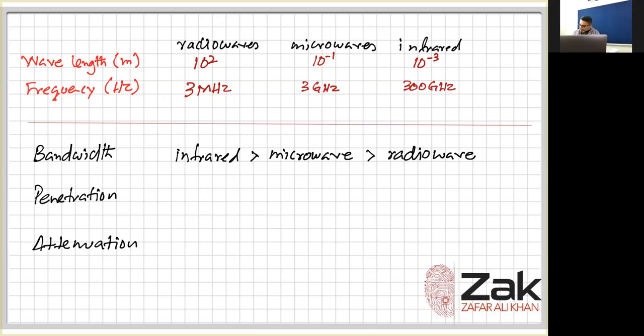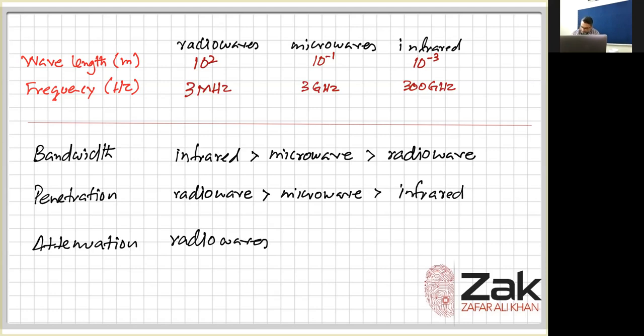Penetration. In penetration, radio wave is better than microwave, and microwave is better than infrared. And in terms of attenuation, radio waves are better than microwaves, and microwaves are better than infrared.